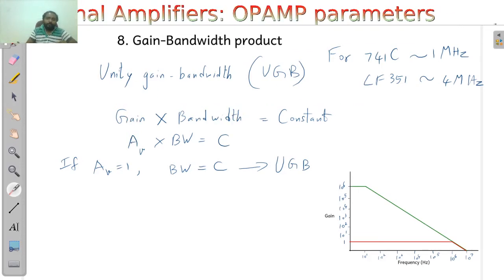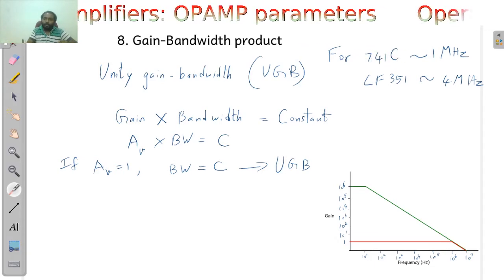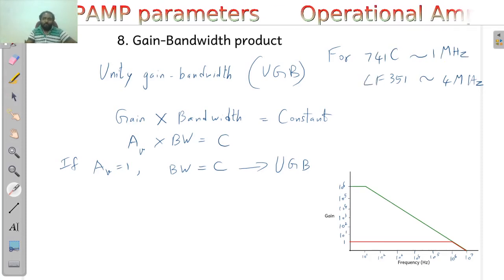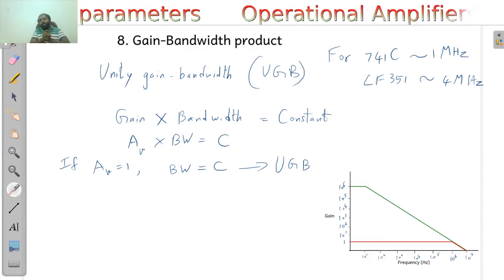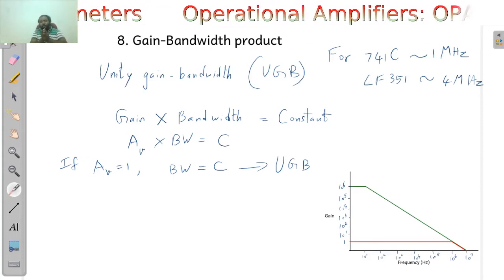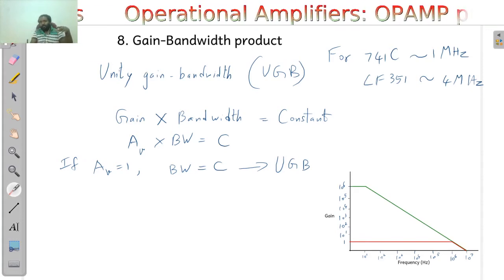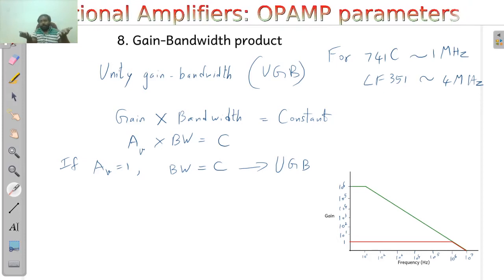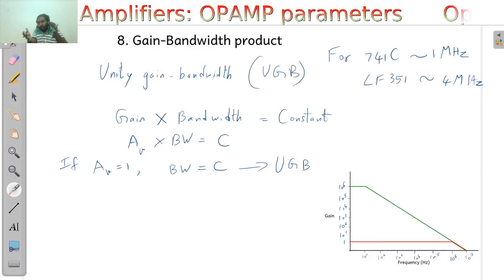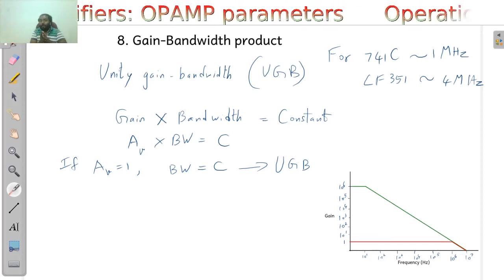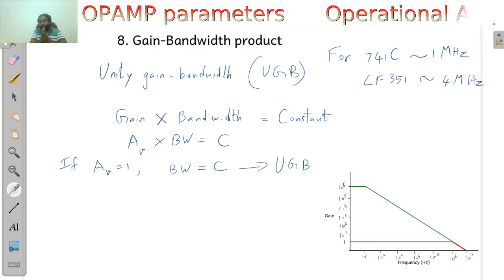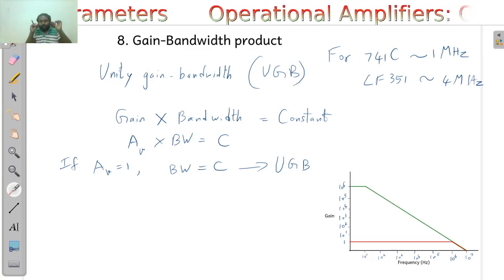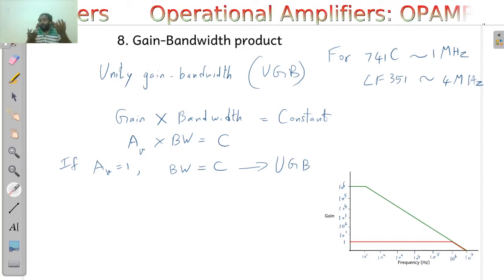And for an operational amplifier 741C, it's around 1 megahertz. For another operational amplifier like LF351 also, it is around 4 megahertz. So you can here see that in terms of gain bandwidth product or unity gain bandwidth, this LF351 is a better choice. Maybe in the case of another parameter, this might not be a good choice. But if your application needs more bandwidth for operation, then you might have to check whether LF351 is better in your application. So this is the essence of operational amplifier parameter.